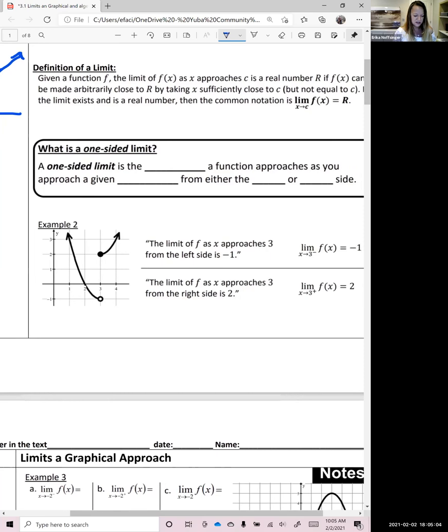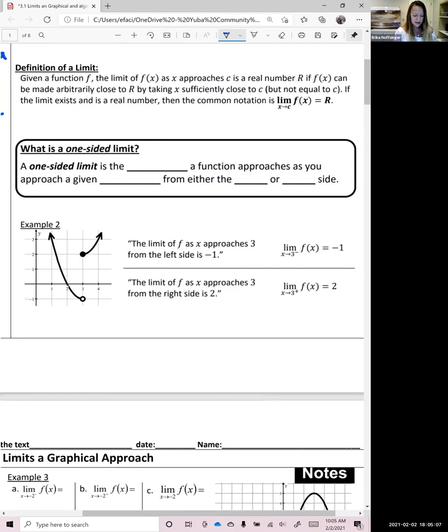So the definition of a one-sided limit is, again, the y value of a function that it approaches as you approach a given x value from either the left or the right. I'm just going to do capital L for left and capital R for right side.